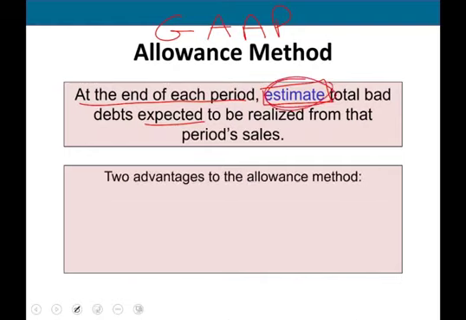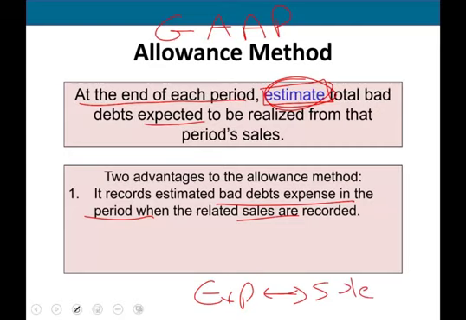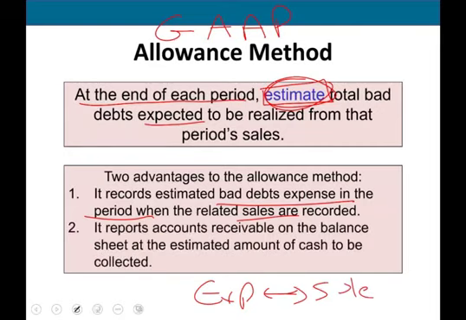So there are two advantages to the allowance method. First, it records bad debt expense in the same period when the sales took place. So the expense is matched with the sale. That's the key of the allowance method. And it reports accounts receivable at what we call the estimated amount to be collected.